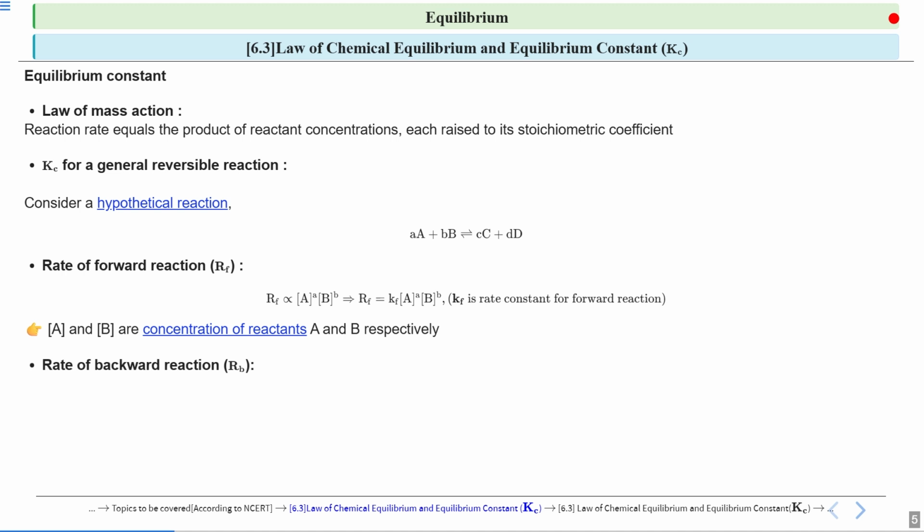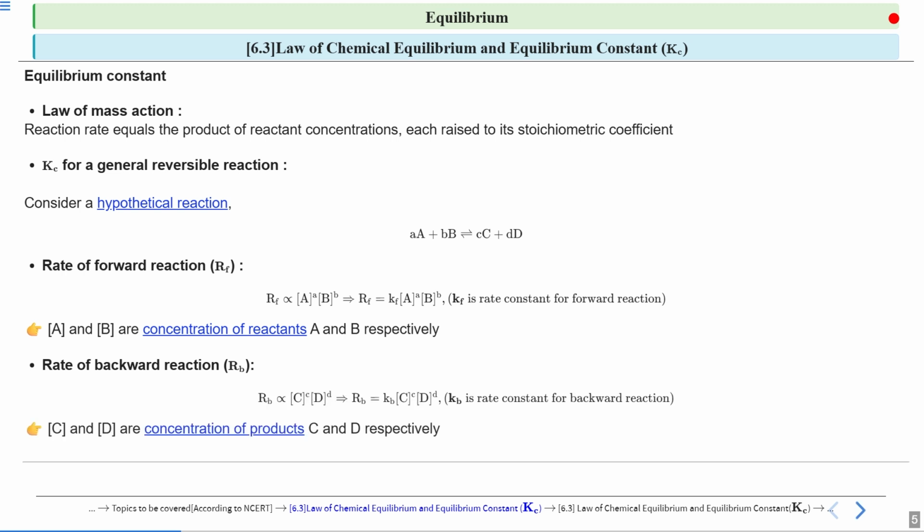Similarly, if you write it for the backward reaction Rb, then applying the law of mass action, for the backward reaction our reactants will be C and D. According to this equation, C and D are the concentrations of products C and D respectively. Now here is a confusion. You would say, okay, you are telling us that C and D are products, but at the same time you are telling me that C and D are the reactants.